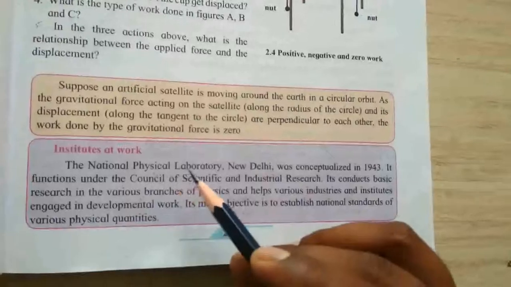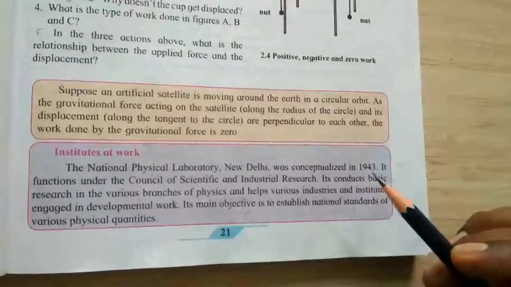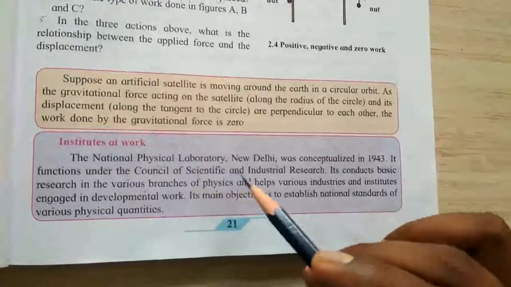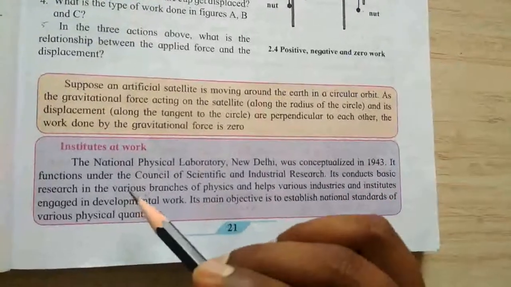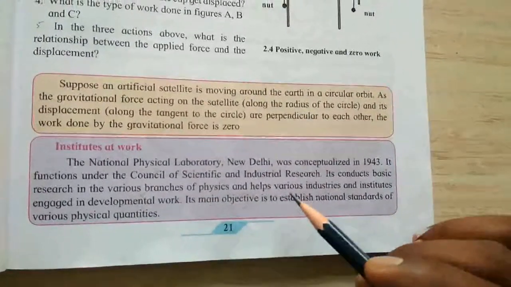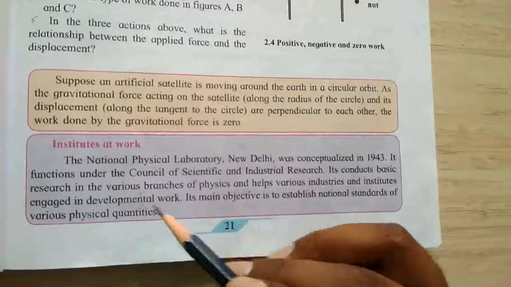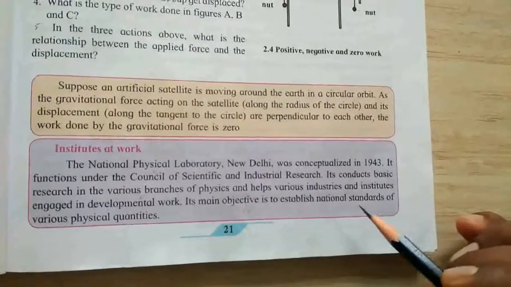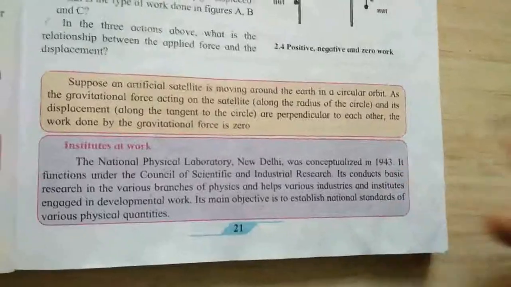Next one, institutes at work. The National Physical Laboratory, New Delhi, was conceptualized in 1943. It functions under the Council of Scientific and Industrial Research. It conducts basic research in the various branches of physics and helps various industries and institutes engage in development work. Its main objective is to establish national standards of the various physical quantities.